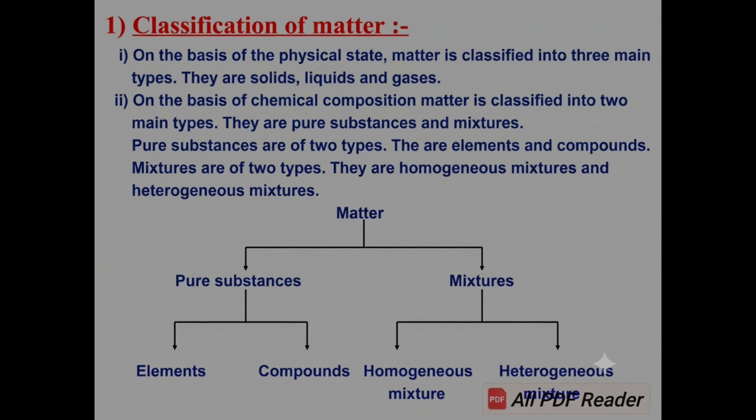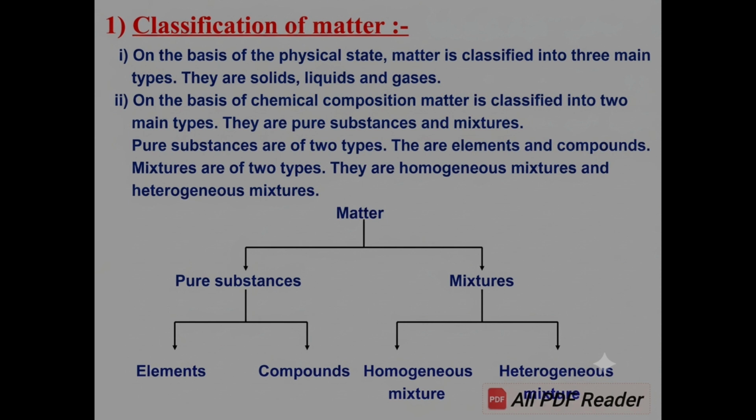On the basis of physical state, matter is classified into three main types. They are solids, liquids, and gases. We have a fourth state also, plasma, and a fifth state, Bose-Einstein condensate. We will learn about all the physical states in another lesson. Now we are going to see the classification of matter.